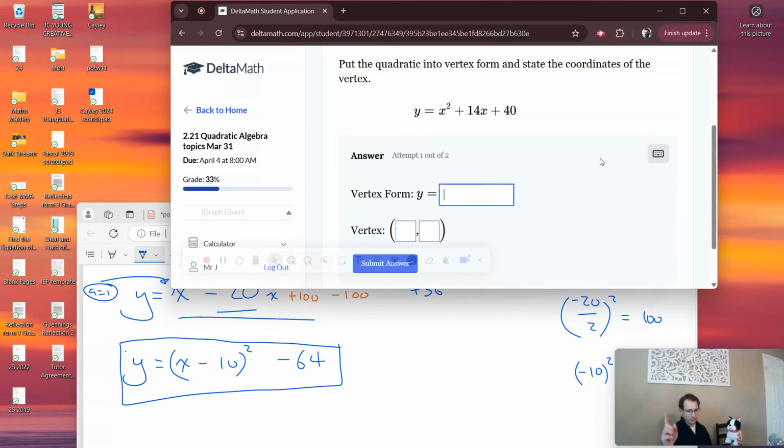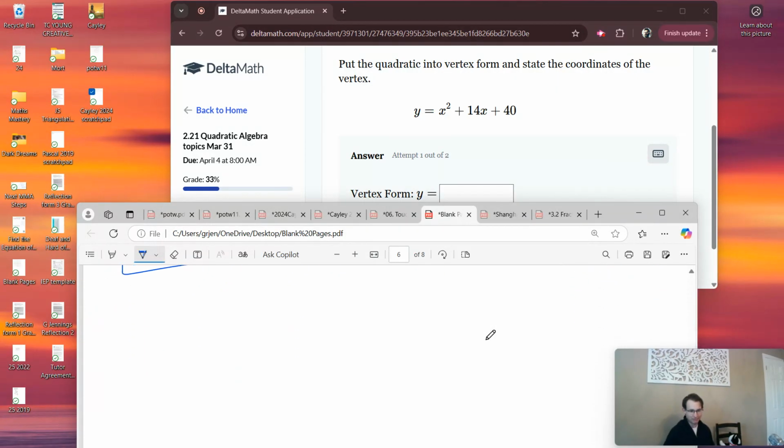Okay. But, Mr. Jennings, didn't you say there are alternatives to completing the square? Aren't there alternatives to completing the square, Mr. Jennings? Yes, there are. Let me show you some ways. We just find the axis of symmetry.